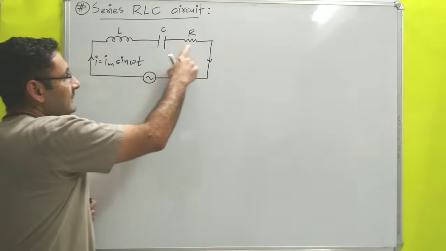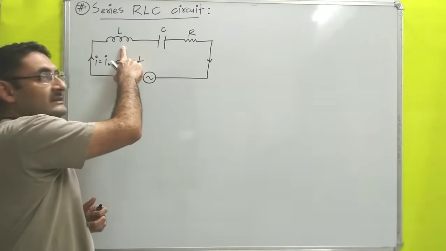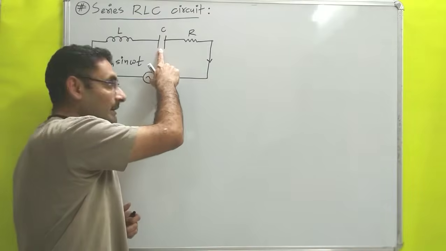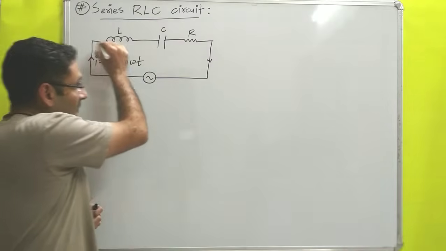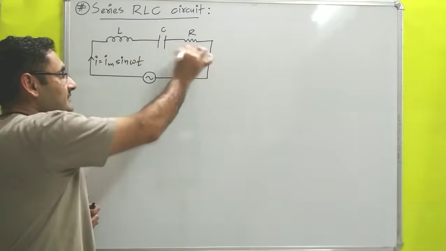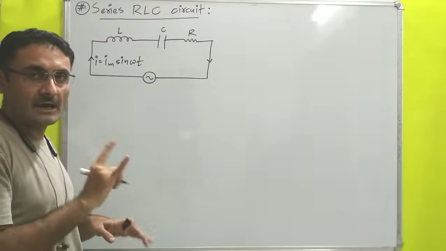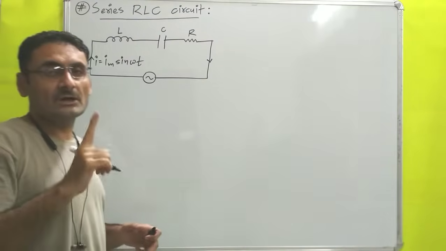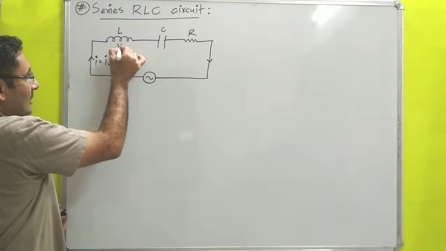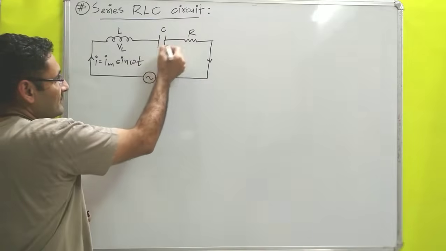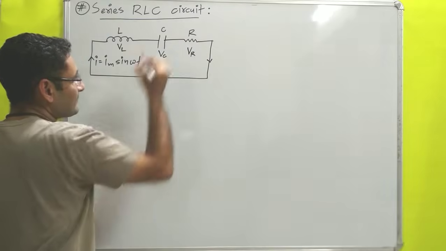Now, as these three devices are connected in series, whatever amount of current passes through the inductor, the same amount of current will pass through the capacitor as well as through the resistor. That means the same current flows along these three devices as all three are connected in series. So the equation of current for all three devices is the same, but the potential difference across these three devices would be different. Let us say the potential difference across the inductor is VL, across the capacitor is VC, and across the resistor is VR.